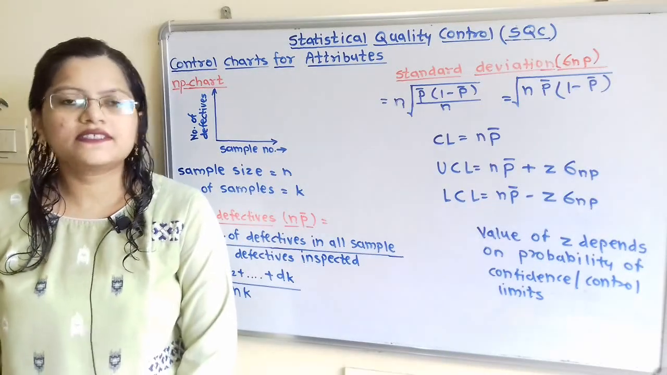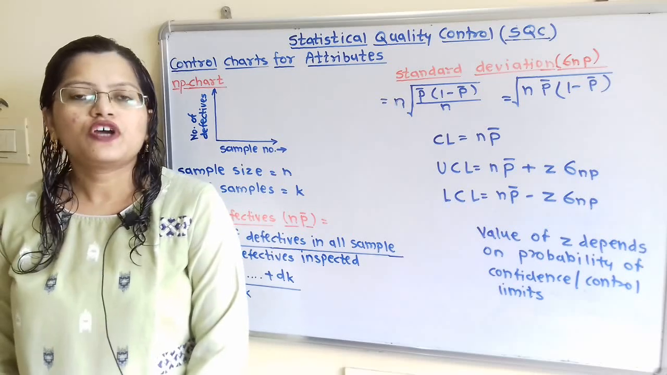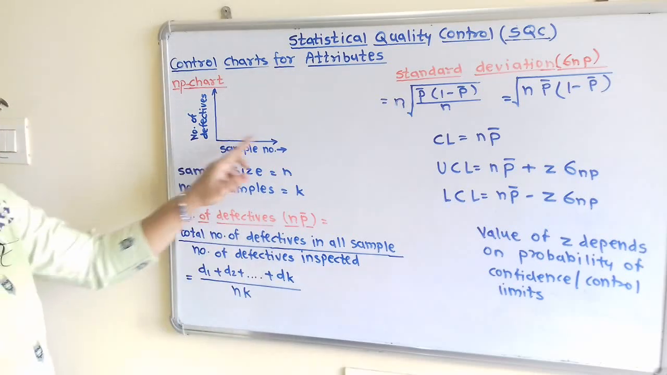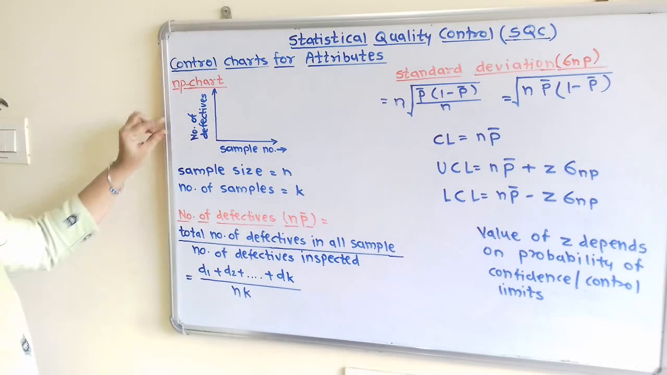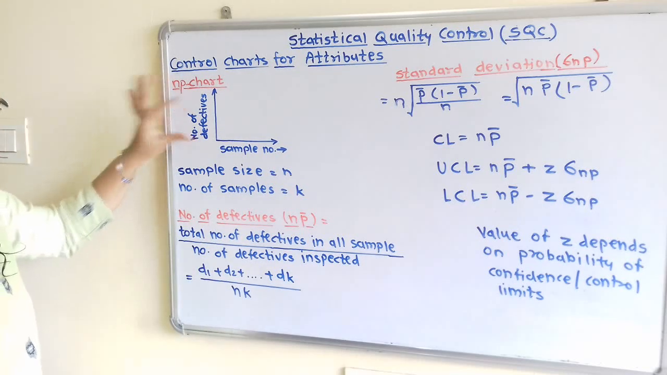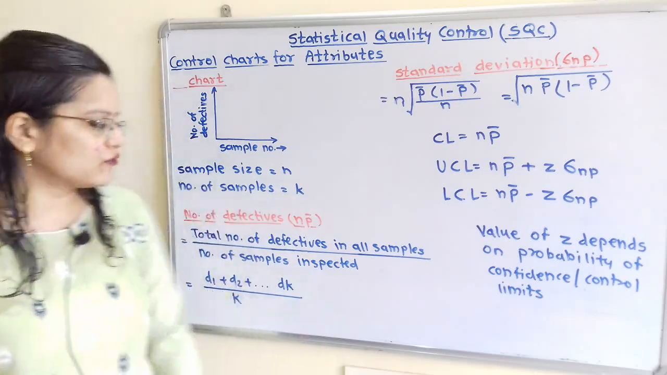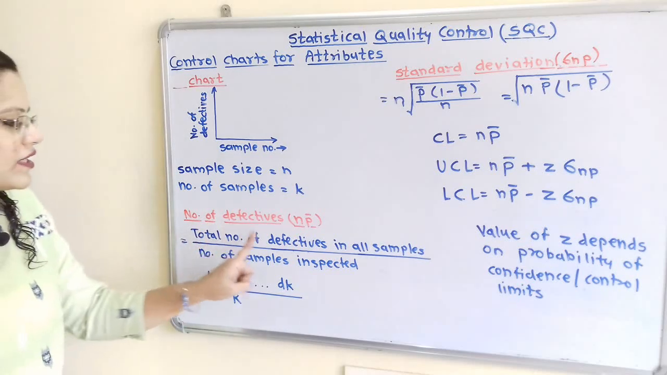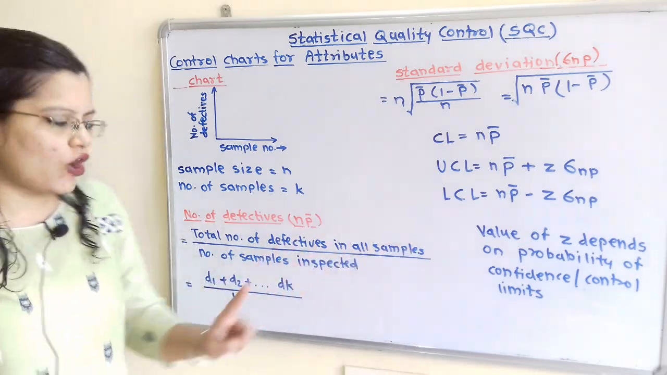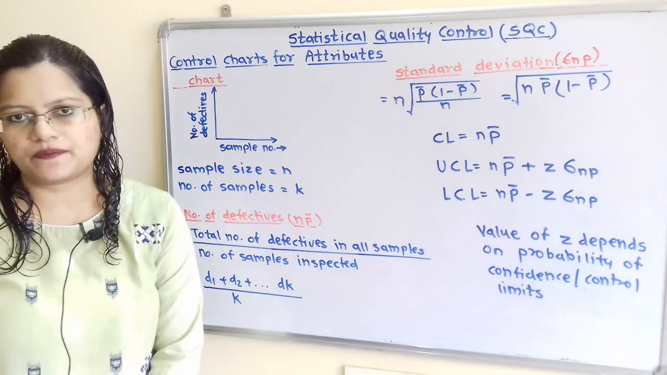Now we will understand important formulae related to the NP chart. To plot this chart, on the horizontal line we have to plot the sample number, and on the vertical line we have to plot the number of defectives. To calculate the number of defectives, that is NP bar, we have to use the formula: total number of defectives in all samples divided by number of samples inspected.